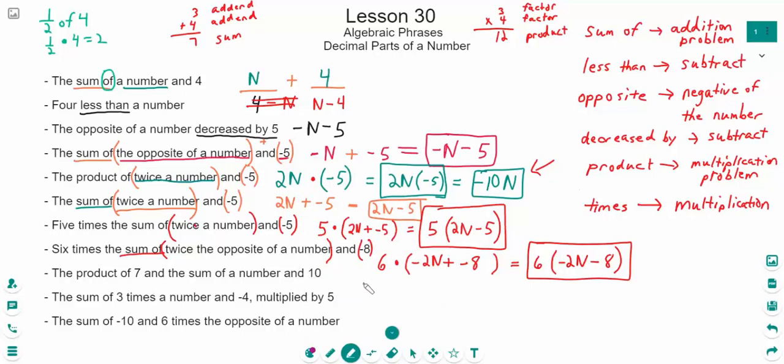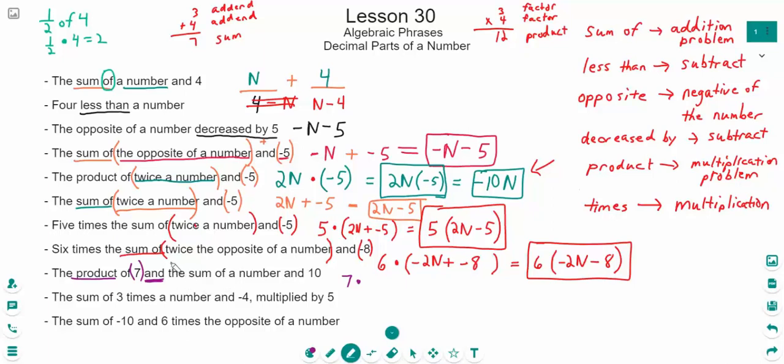So product means multiplication, right? Product. 7. What are we multiplying here? The product of 7. So that's one factor. And there's our and. Remember, the and is what separates these two numbers from each other, the two factors, or the two addends if it's addition. So 7 and, so we know one side is 7, and the sum of a number and 10.